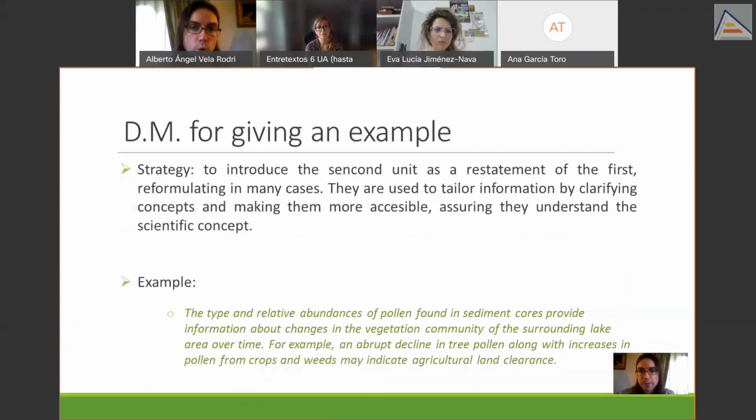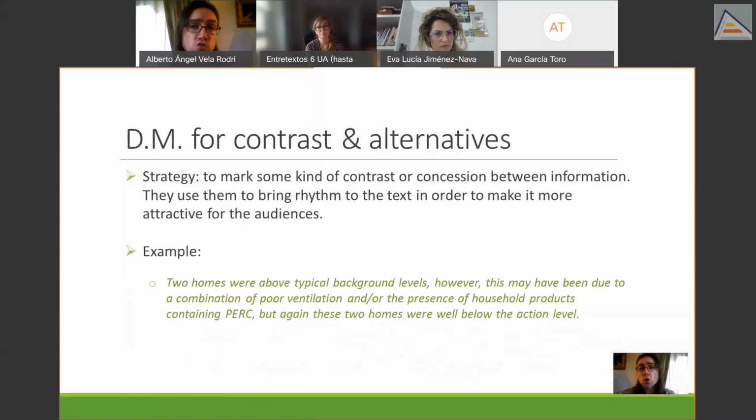So when you give an example, with for example, or as an instance or whatever, you are assuring that your audience is understanding the scientific concept. You are clarifying those concepts that you have stated before. To contrast an alternative, this is interesting because maybe but, as we have said, is the most common one. It helps to create a rhythm. So it brings rhythm to the text, and it makes it more attractive to the audiences. Okay, it's more like a literary figure.